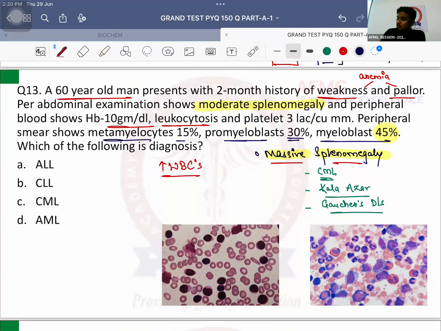So now myeloblasts are mature forms or immature forms? I hope all of you are quite aware. Hematopoietic stem cells होते हैं bone marrow में. They are of two types. One is called as the myeloid lineage, another is called as the lymphoid lineage.